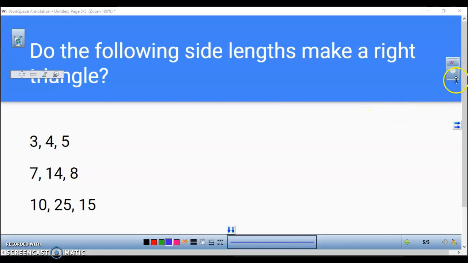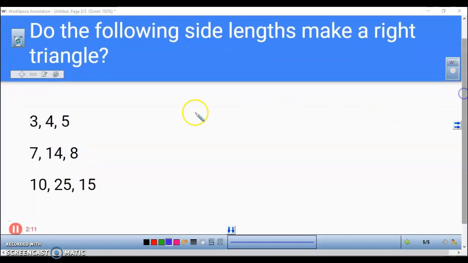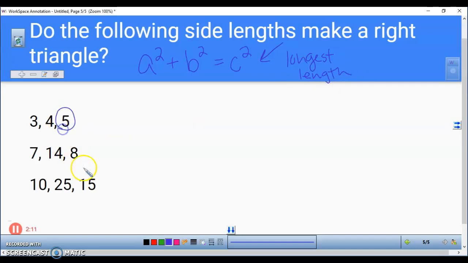Next, do the following side lengths make a right triangle? So you're analyzing this without a picture. So first, you need to make sure you find your hypotenuse. The way you can tell it's your hypotenuse, because remember, it's always the longest length. Always, always, always in a right triangle. It's always the longest length. So I know here 5 is my hypotenuse.